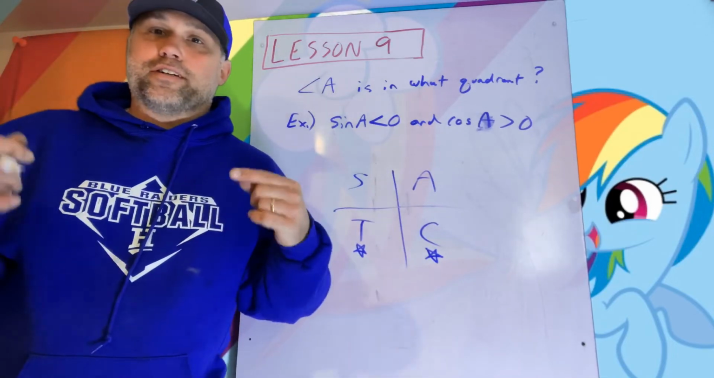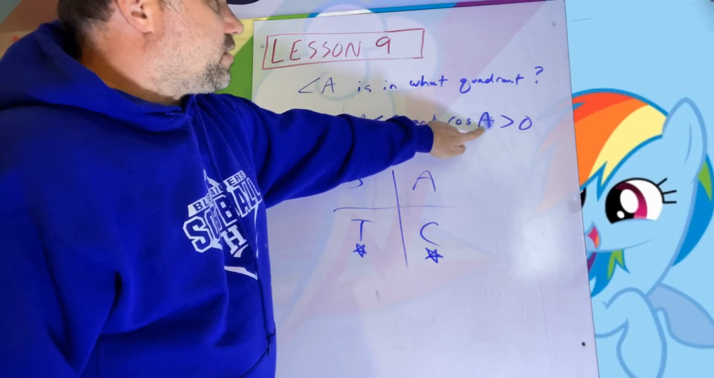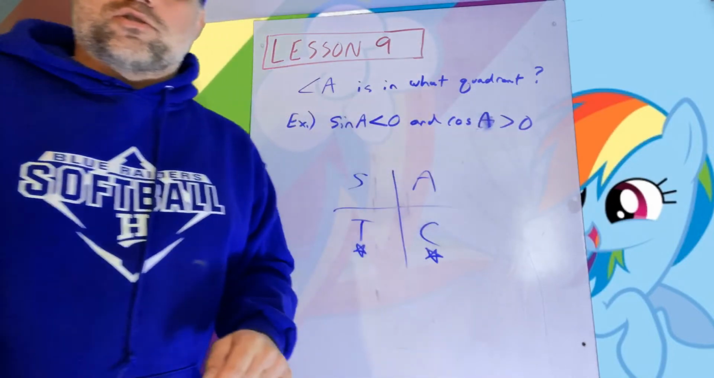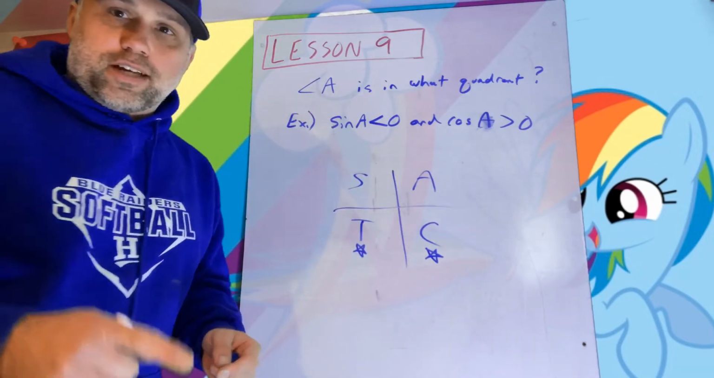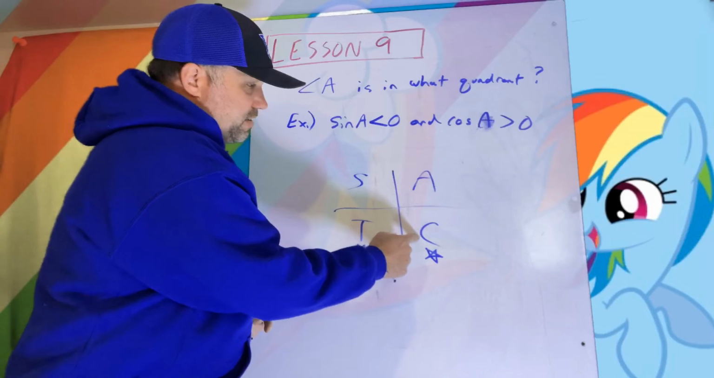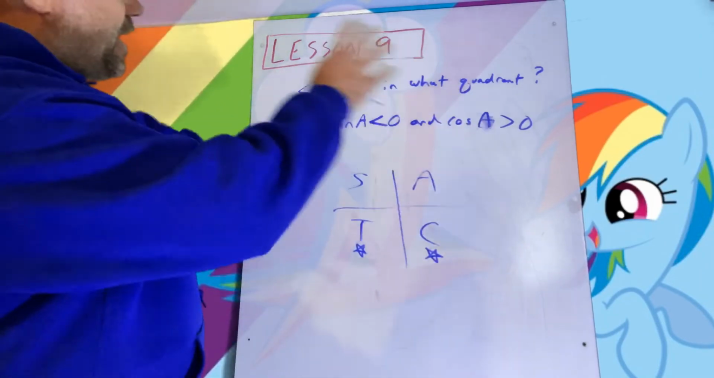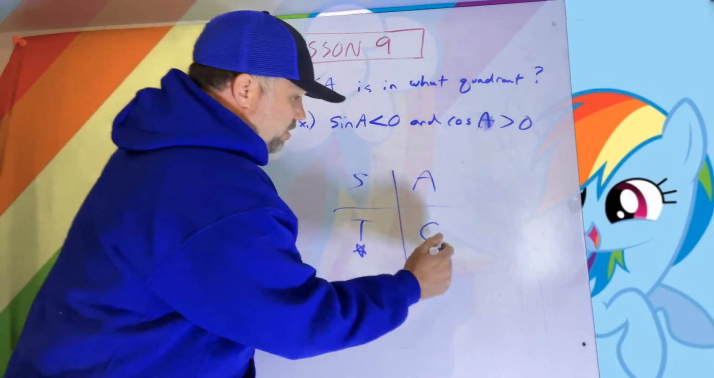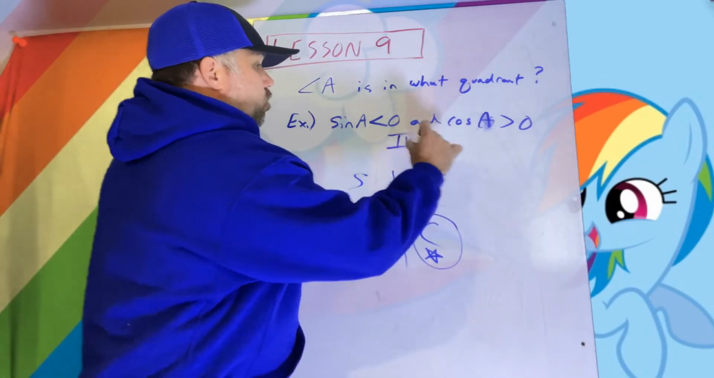But now we need to look at our second clue. Our second clue is that the cosine of this angle has to be bigger than 0. So we're looking for a place in these 2 quadrants where cosine is positive. That's what the C stands for. The C tells us that cosine is positive. So from that, we can conclude that it must be this quadrant right here. So the answer is quadrant 4.